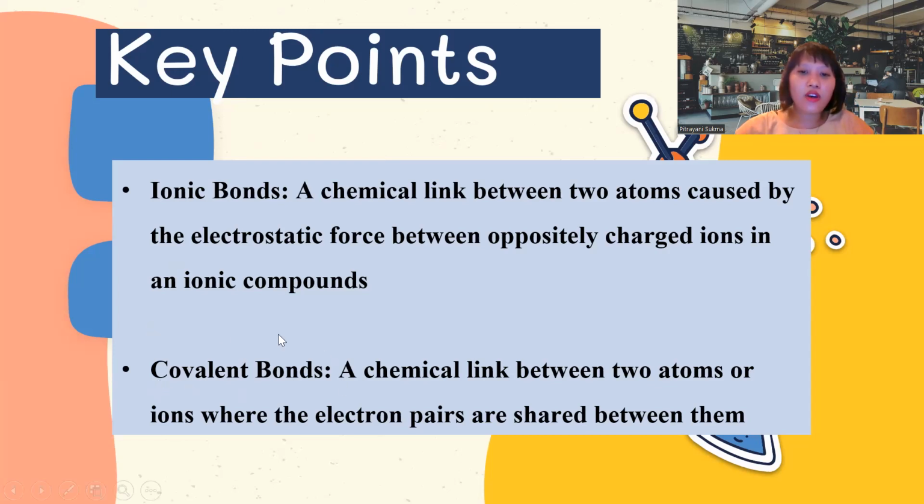And then covalent bonding usually happens between non-metal and non-metal, and they need to share electrons to have a more stable electron configuration in the last electron shell. It is a chemical link between two atoms, in which an electron pair is shared between them.